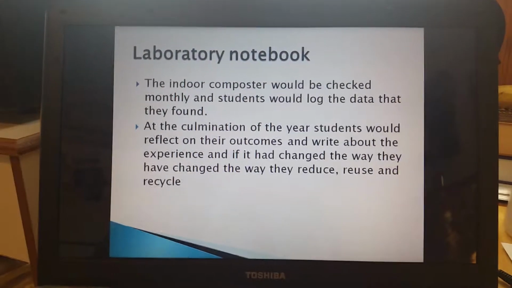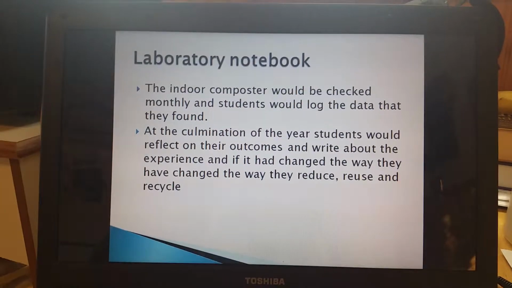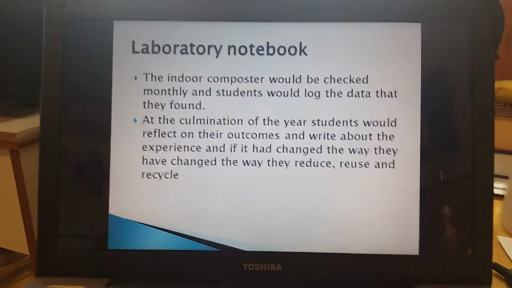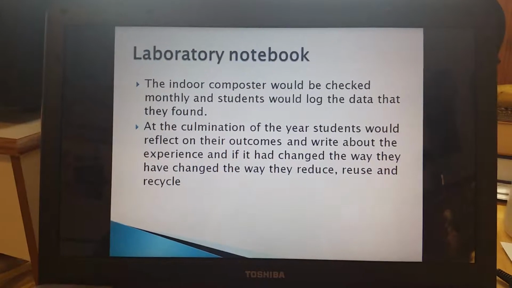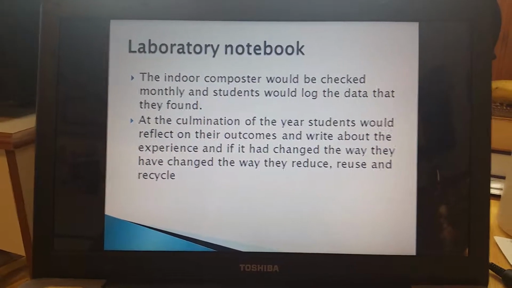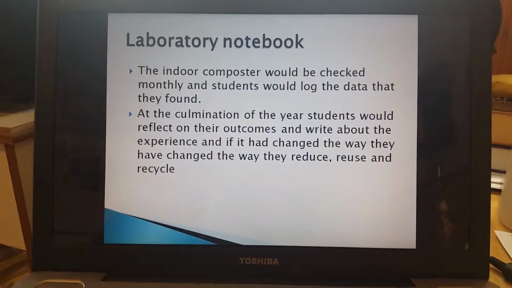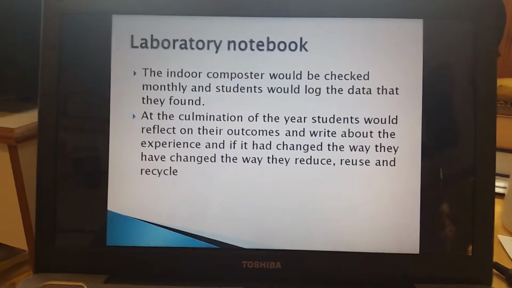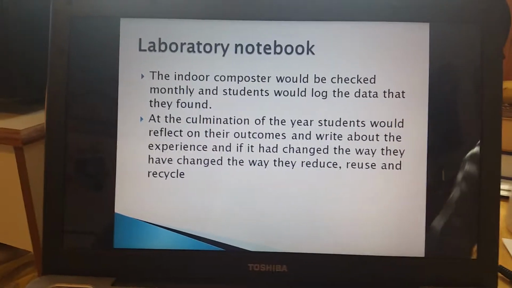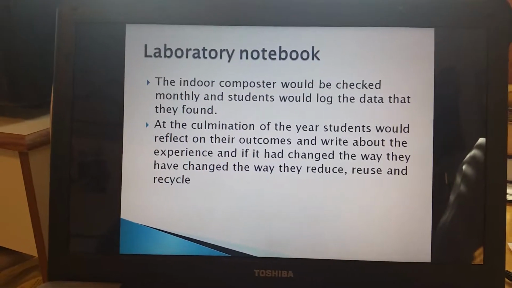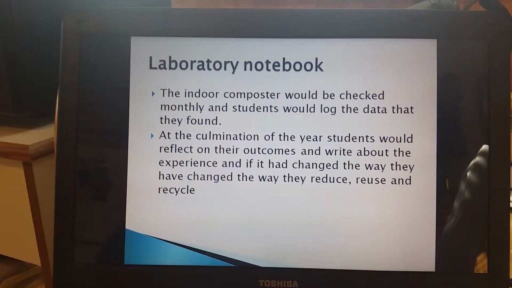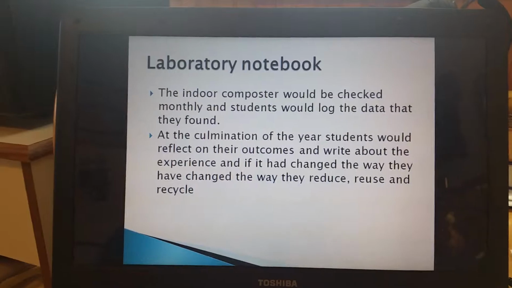And within their laboratory notebooks, the indoor composter would be checked monthly, so it would be pretty much a long project that would take probably an entire school year. They would log their data that they found, and at the culmination of the year, they would reflect on their outcomes and write about the experience, and if it had changed the way that they used, reused, and recycled. There again, that would be one of the points there that I would see within the year, and also at the summative at the end, that students would be thinking and hopefully learning.